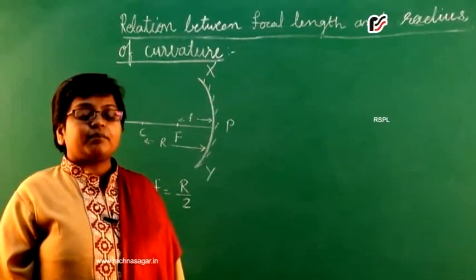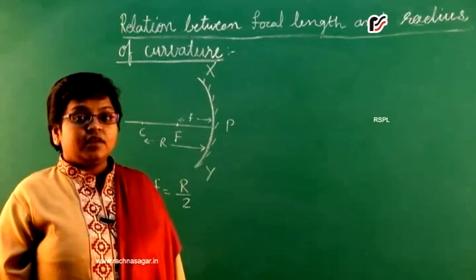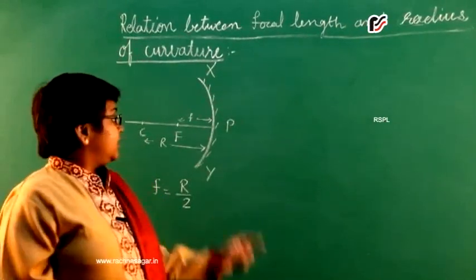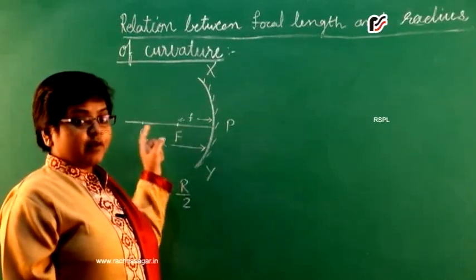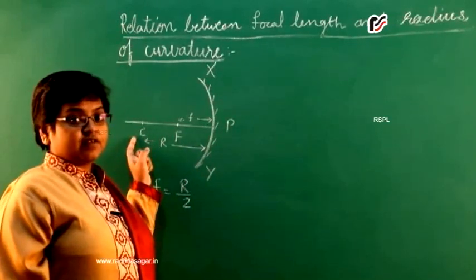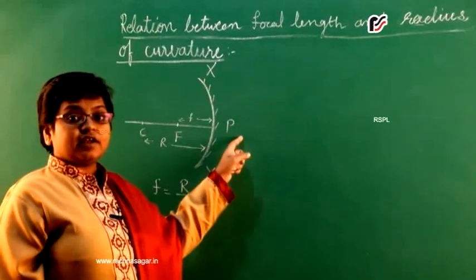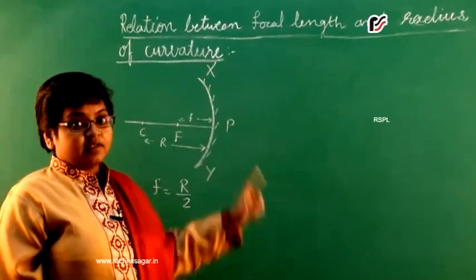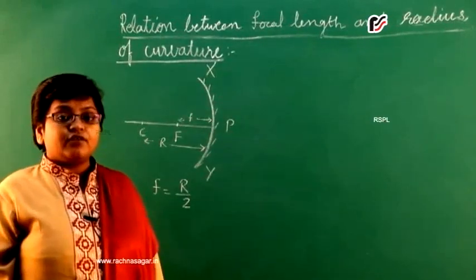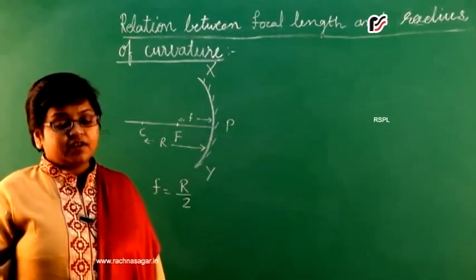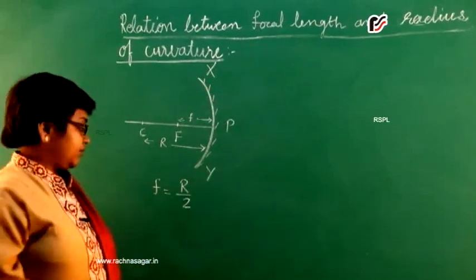Remember a very important point about the sign conventions. Here you observe that the point F, or the focal length, and the point C, or the radius of curvature, both are to the left of the pole of the mirror. That's why focal length and radius of curvature for a concave mirror are always negative.